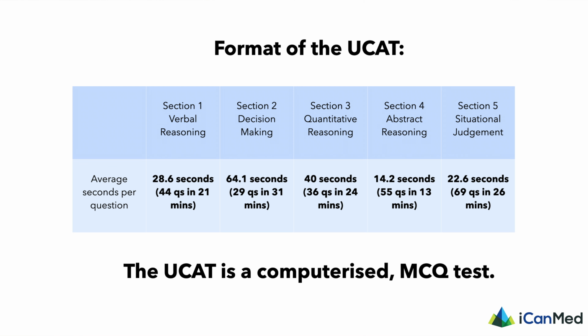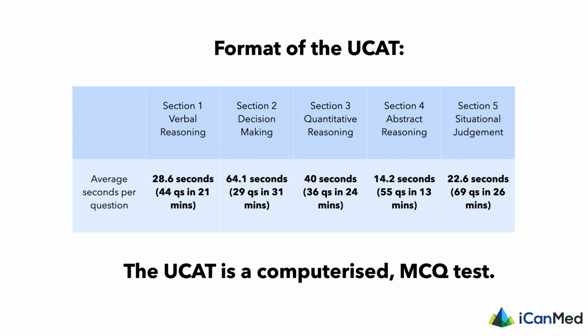Section 3, 24 minutes, 36 questions, and therefore 40 seconds per question. Section 4, 13 minutes, 55 questions. Okay, that's a lot of questions in that time, of which then you get 14.2 seconds per question, all right? And finally, section 5, 26 minutes, 69 questions, and 22.6 seconds. That's the average amount of time you get per question.